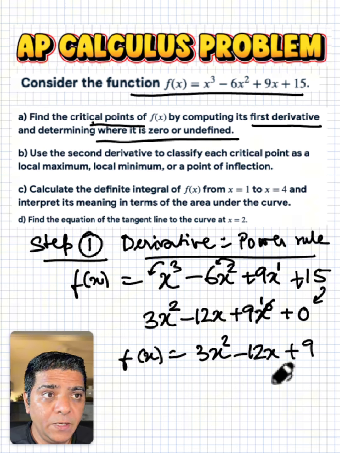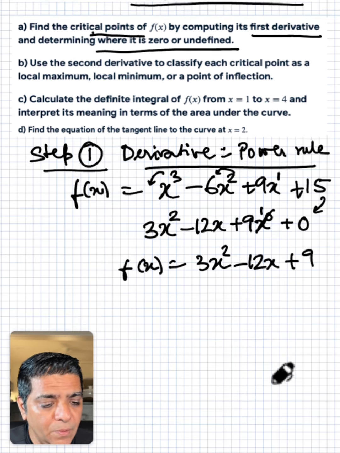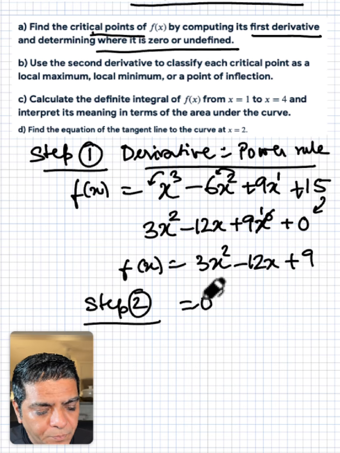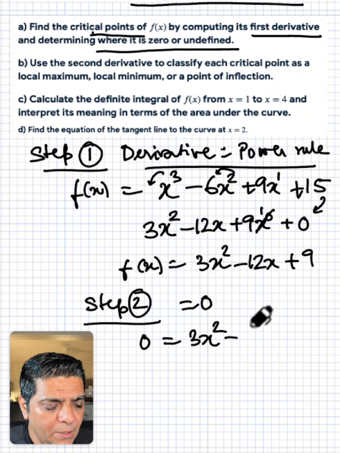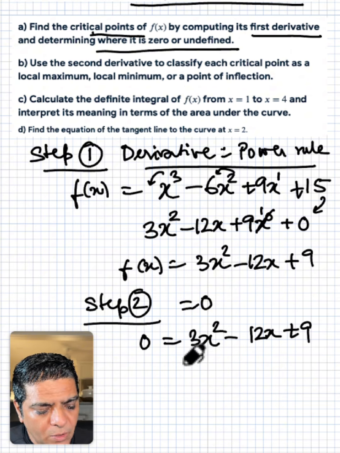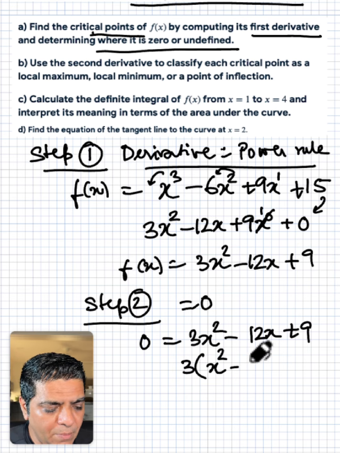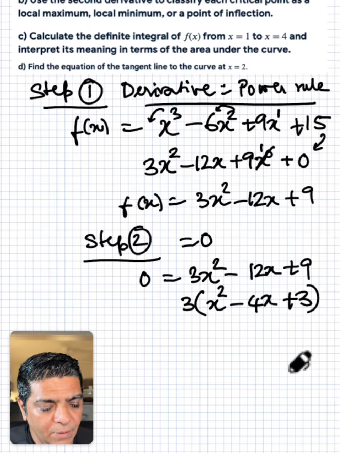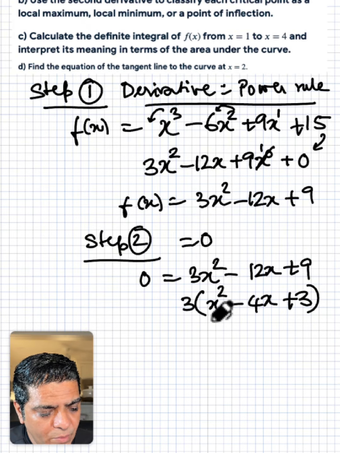Now to find the critical points, we're going to set that equal to 0. So f'(x) equal to 0. So we have 0 equals 3x squared minus 12x plus 9. So let's take 3 common. So we have x squared minus 4x plus 3. So you can divide the 3 off and the 3 will disappear. So now we are left with x squared minus 4x plus 3.